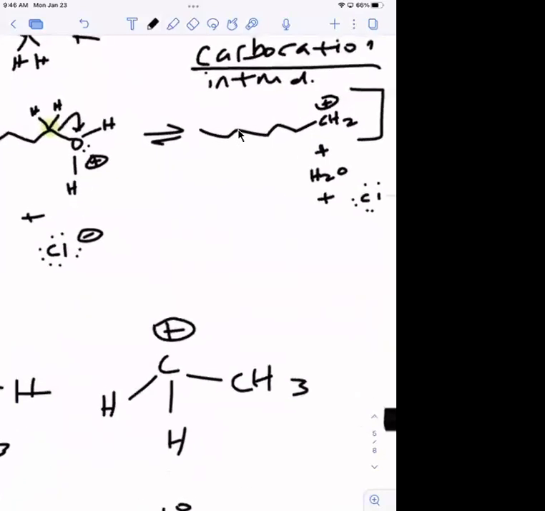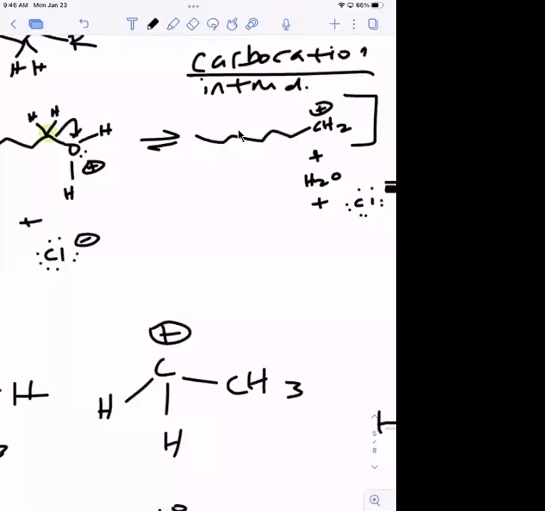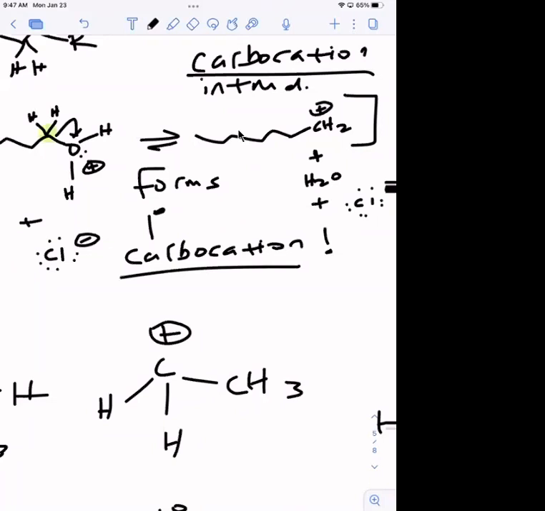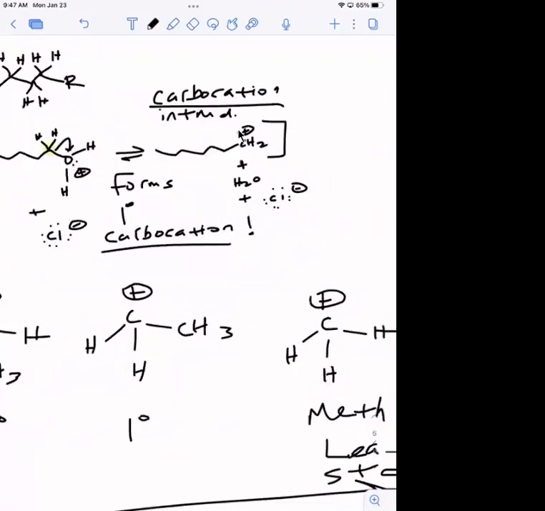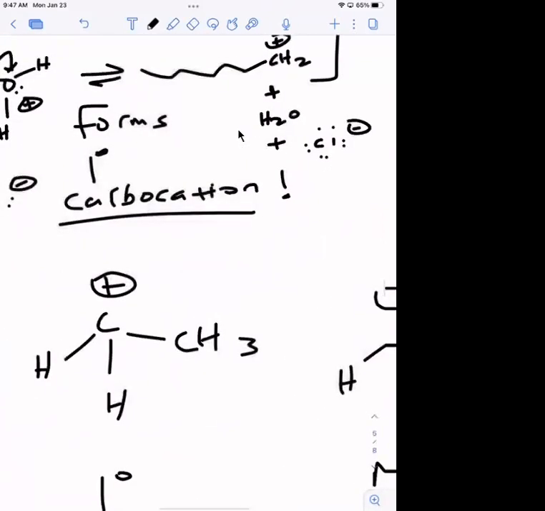So up here, I'm forming a primary. Right? And that's not good. So that's going to really cause the rate of this reaction to slow down tremendously.